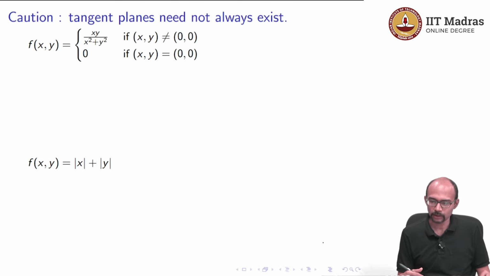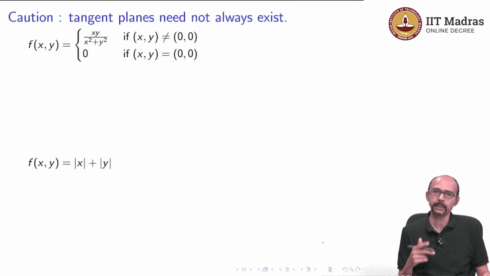Okay. So, once again same caution, tangent planes need not always exist. Why is that? Because the tangent lines themselves do not exist in both of these cases. We have seen this in the previous video where we had xy by x squared plus y squared. There are no tangent lines in directions other than the x and the y axis, positive and negative. And for f of x y is mod x plus mod y, it is even worse. I will encourage you again to check what happens.